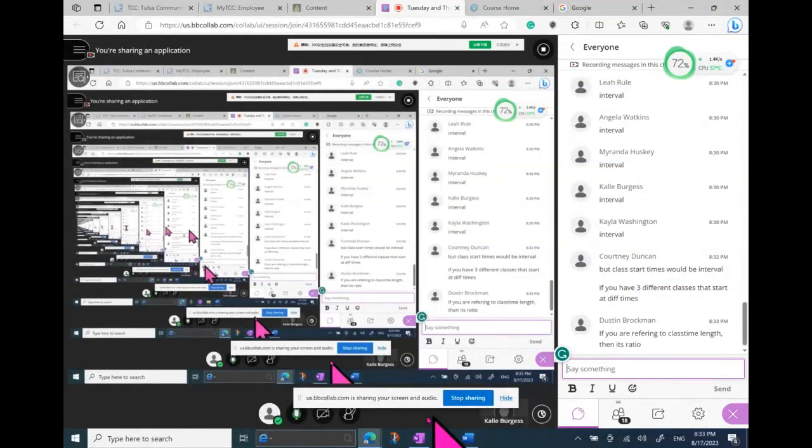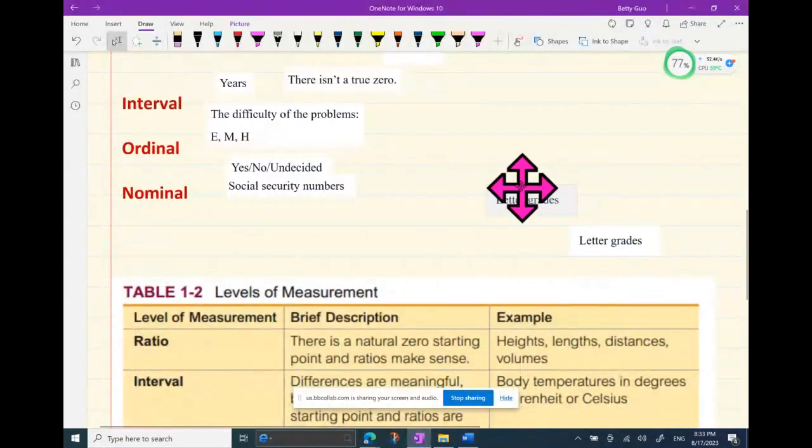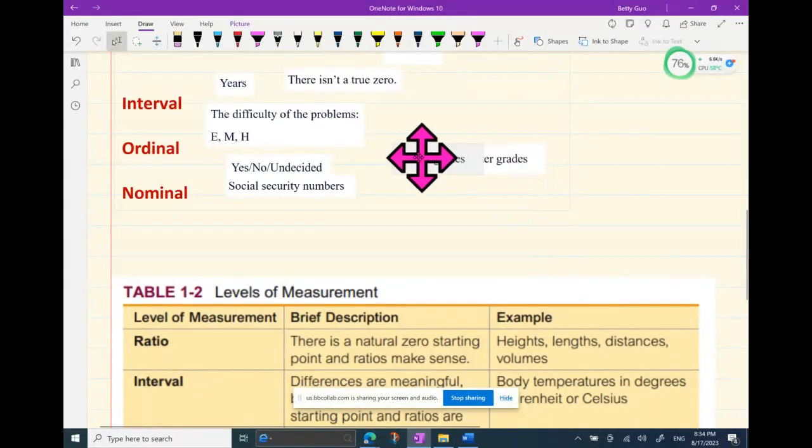Good thing, yeah, good discussion. I really like that. And let's see, we'll have one more. Letter grade. Yeah, we mentioned this earlier. Ordinal or nominal?